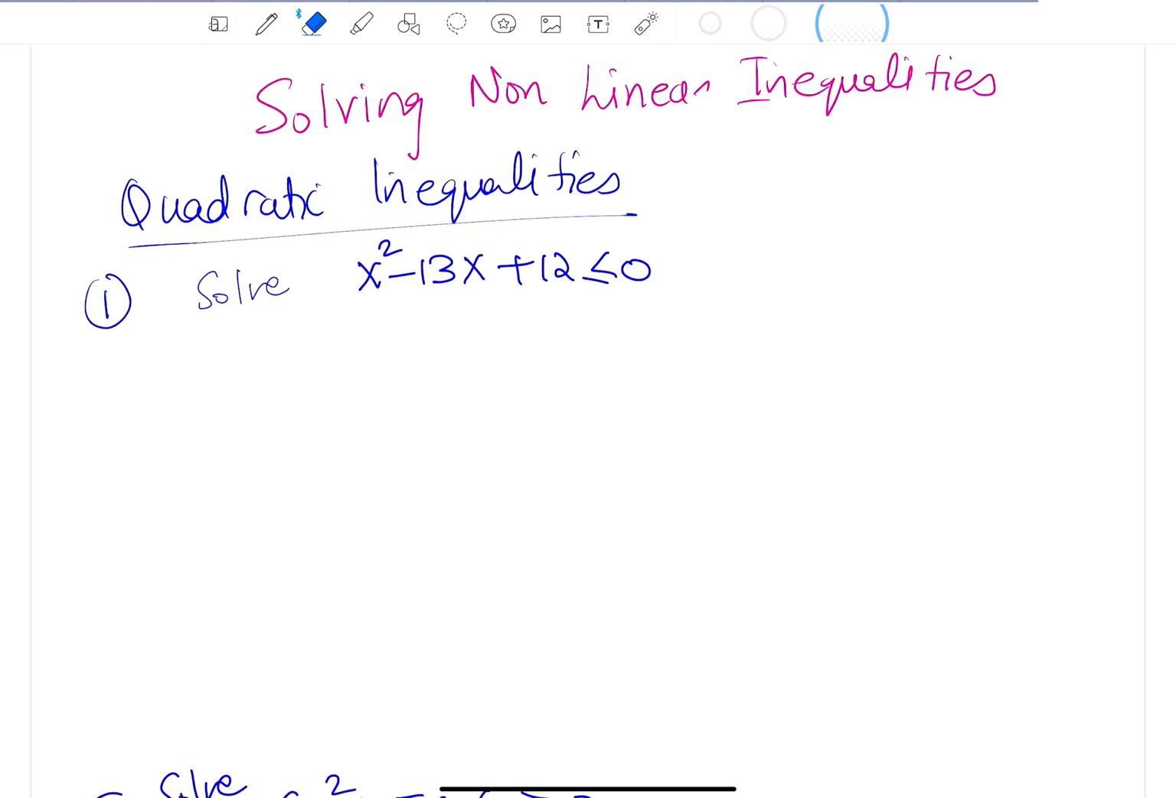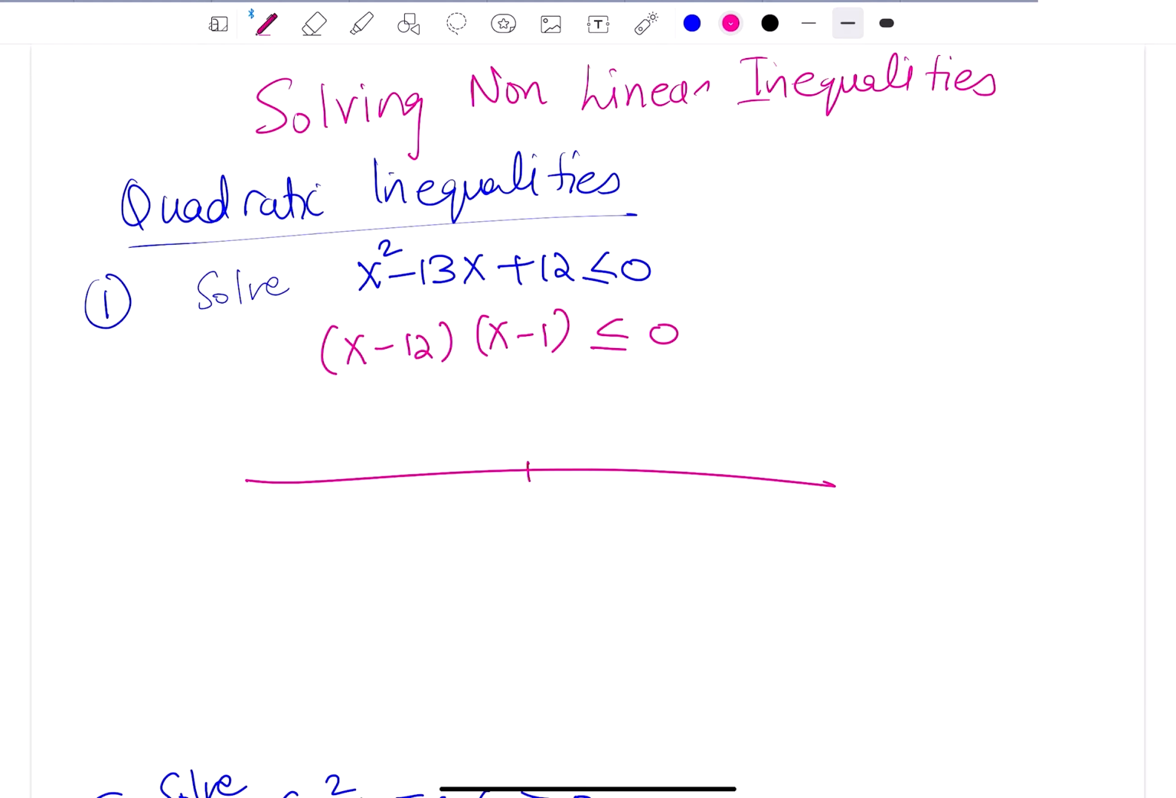First one, solve x squared minus 13x plus 12 less than or equal to 0. So solving it means we are looking for the values of x that will make the left hand side negative. So for that, I already have a 0 on the right hand side, which is perfect. I'm going to start by factoring the left hand side. Two numbers that multiply to give me positive 12 and add up to give me negative 13 are negative 12 and negative 1. So x minus 12 and x minus 1 are the factors.